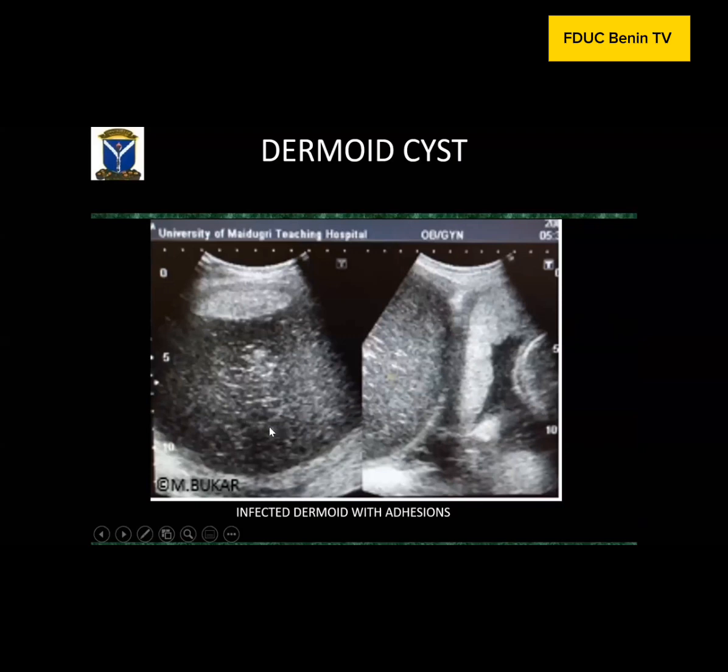But because we follow the patient, it's easier for me now when I see something like this to query infected dermoid, especially if I obtain a history of lower abdominal pain from the patient.